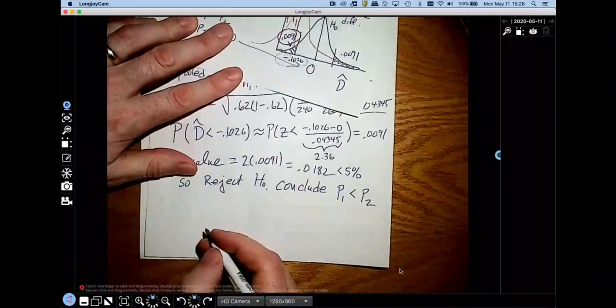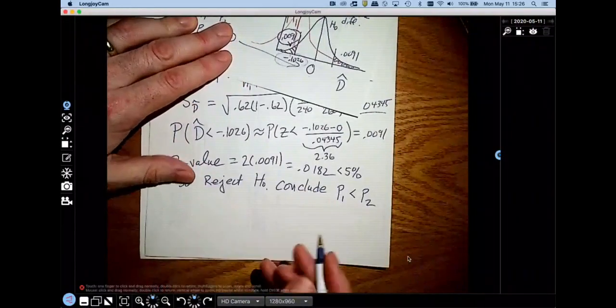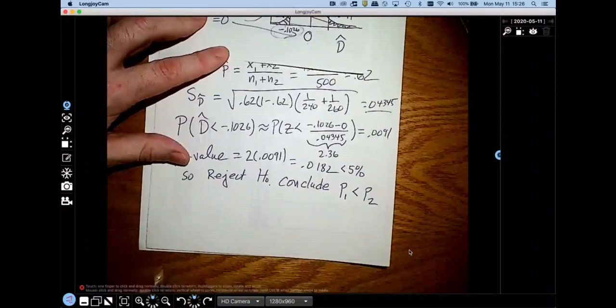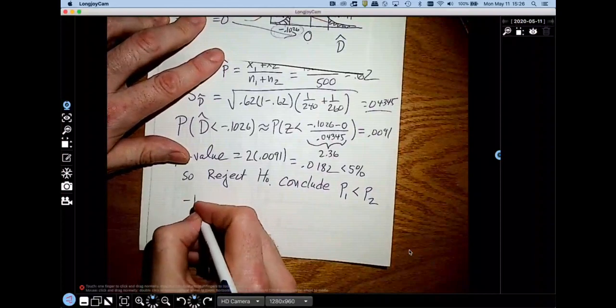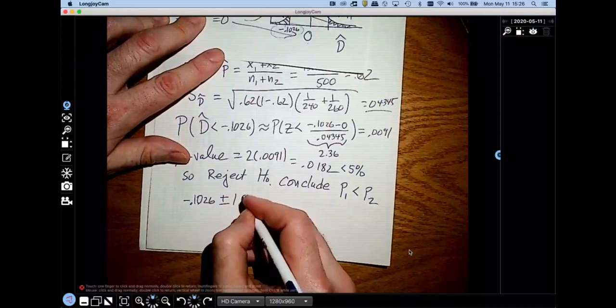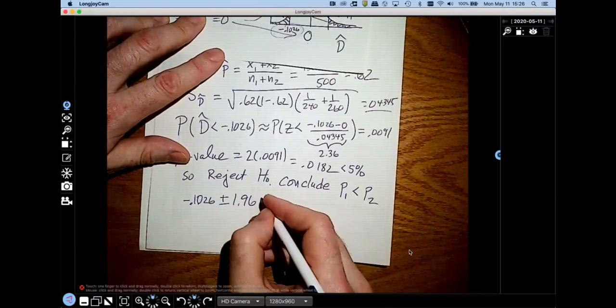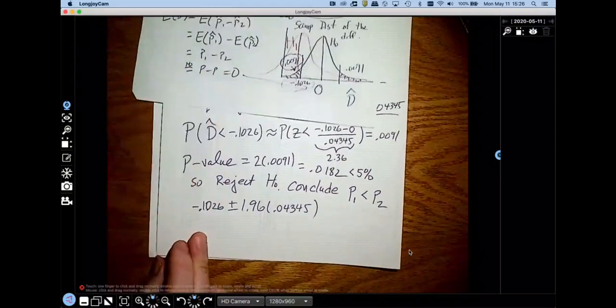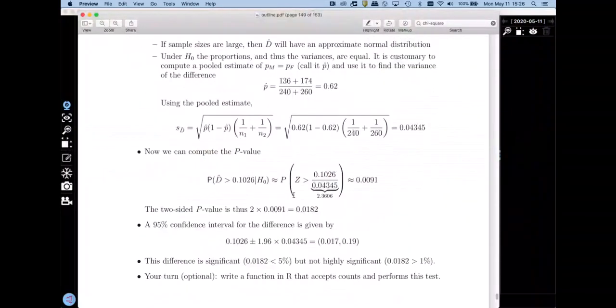So let's go do that. For the 95% confidence interval, I've got an approximately normal random variable, and I know its standard error. So the 95% confidence interval would be something like minus 0.1026 plus or minus 1.96 times the standard error, 0.04345. And I think I worked this out in the course packet. And so you'll see that this works out to be, I did the other side in the course packet, minus 0.017 to minus 0.19.